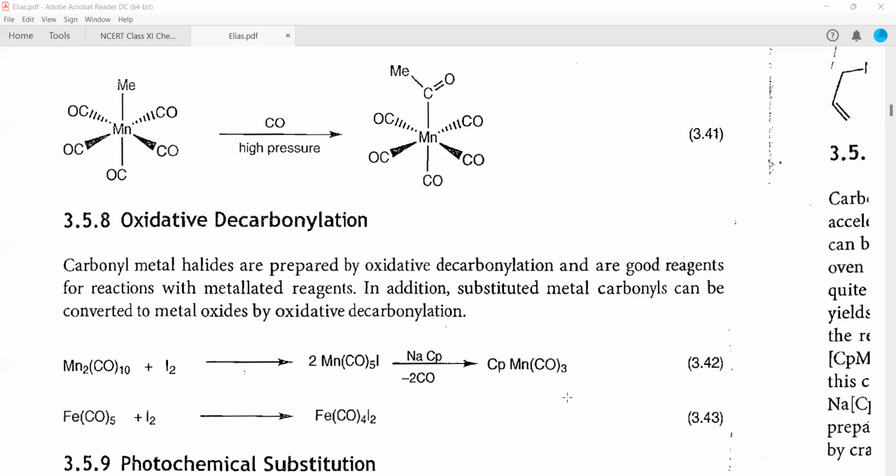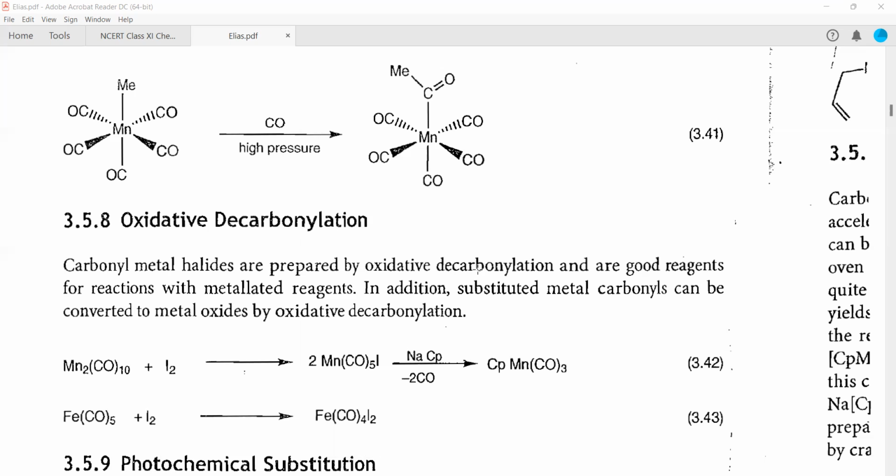You cannot directly react this metal precursor with the Cp ligand to form this. You cannot do that, right? So for that you need some other source. What happens is that there is a formation of carbonyl metal halides. If you form metal halides, then you can replace and kick out other carbonyls. So what is written here? Carbonyl metal halides are prepared by oxidative decarbonylation. So this is oxidative decarbonylation.